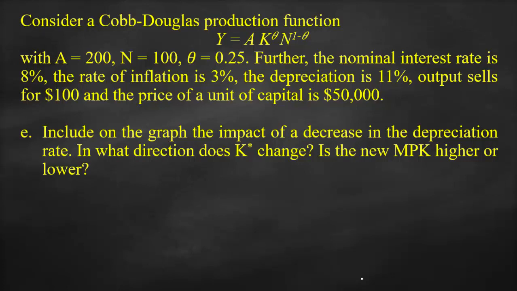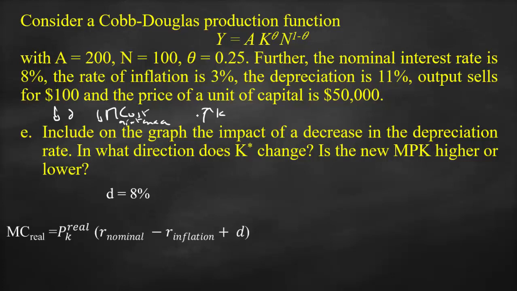So if we decrease depreciation rate, what will happen? Our maintenance cost will be lower. Consequently, our capital will be higher. So before we calculate it, we know that K will be higher. So I will use the formulas that we used earlier. I will assume that now the depreciation rate is 8% instead of 11%.